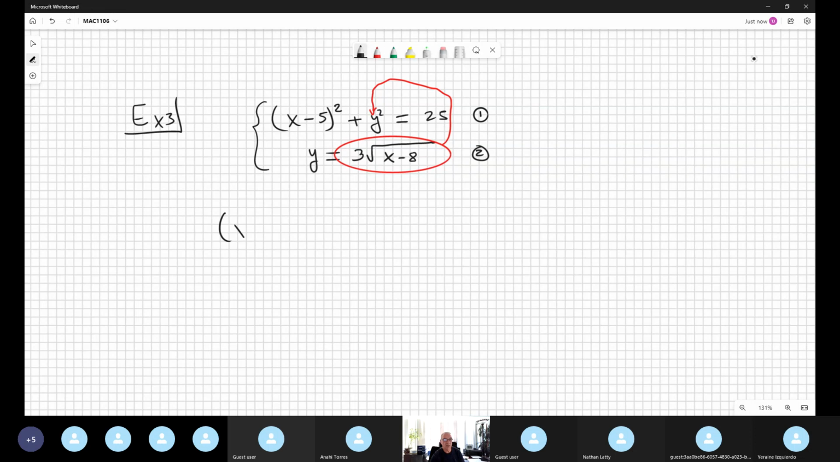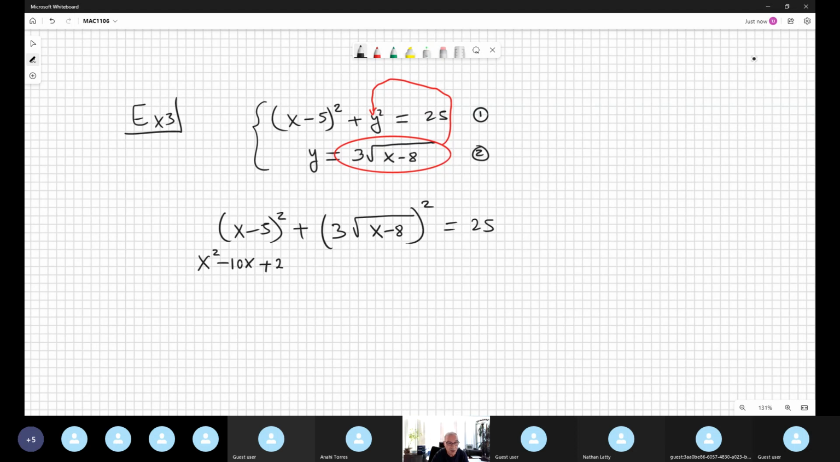Now we have (x minus 5) squared plus, no y anymore, (3 times the square root of x minus 8), everything squared, equal to 25. Do you see the idea? Now let's do it. One more time, we foil, of course: this is x squared minus 10x plus 25.